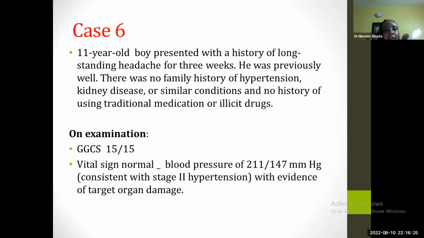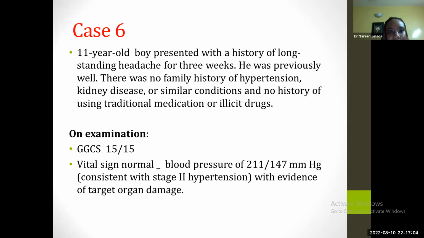Okay, case 6, and this is the last case. An 11-year-old presented with a history of headache for 3 weeks. He was previously well, and there is no family history of hypertension, kidney disease, or similar condition, and no history of using traditional medicine or illicit drugs. On examination, the patient is oriented, Glasgow Coma Scale is 15 out of 15. Vital signs are normal, apart from the blood pressure, which is 211 over 147. It is consistent with stage 2 hypertension, with evidence of target organ damage.